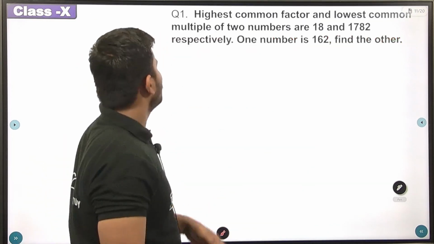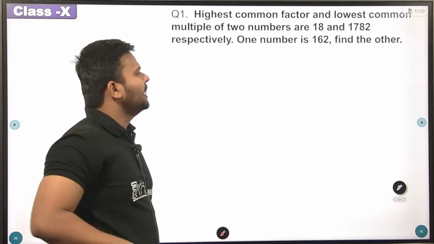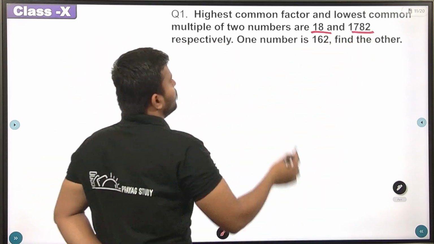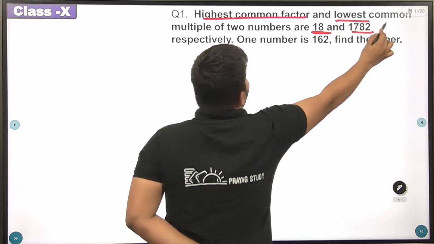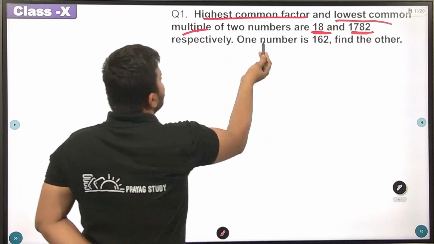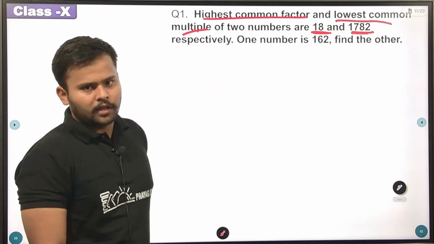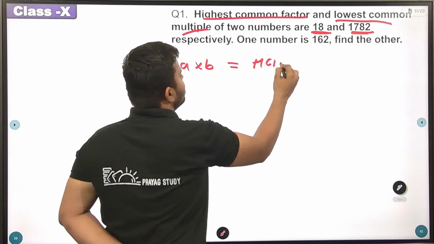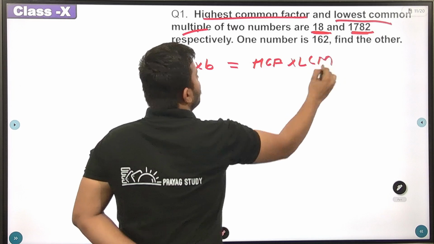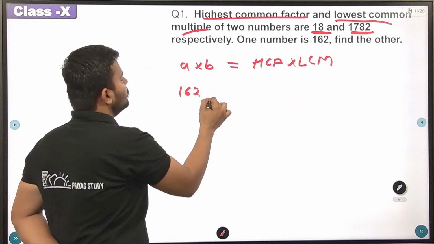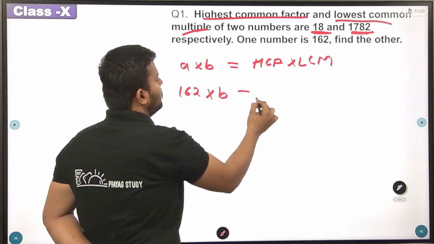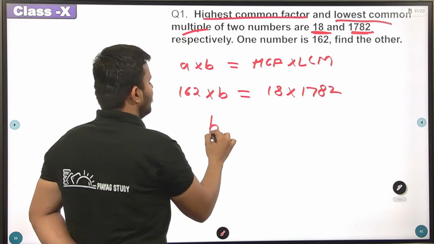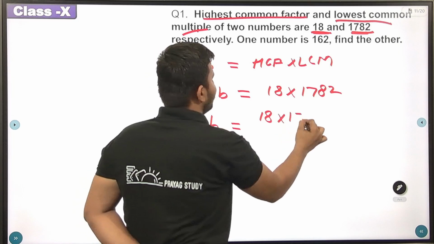Now let's look at this question. The highest common factor and lowest common multiple of two numbers are 18 and 1782. So HCF is 18 and LCM is 1782 respectively. One number is 162, find the other. So the relation says A into B is equal to HCF into LCM, right? So now one number is 162, let's say the other number is B, so 162 into B will be equal to 18 into 1782. Now we'll get B as 18 into 1782 divided by 162.